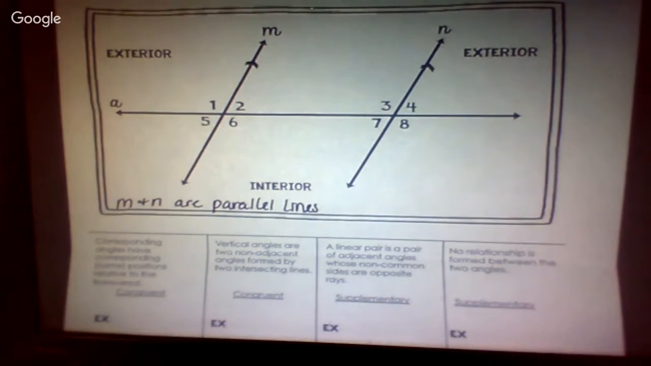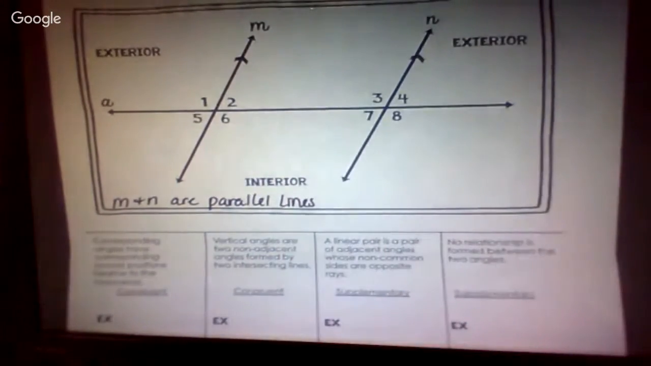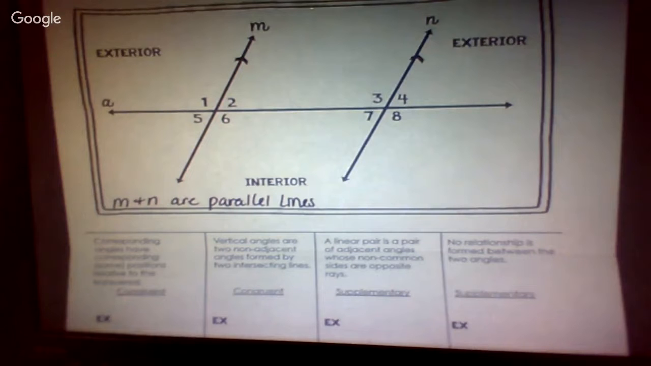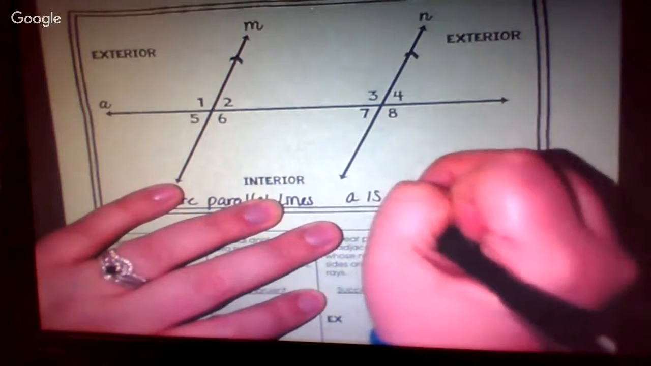With your parallel lines, we've got two different sections. We've got the inside, the interior of your parallel lines. Well, that's the section that's in between the two. Make sense? Inside. Okay, we also have exterior. That's on the outside of your parallel lines. Okay, so that's something you're going to need to keep in mind. We also have what we call a transversal line. Your transversal line is the line that cuts through your parallel lines. So A is a transversal.